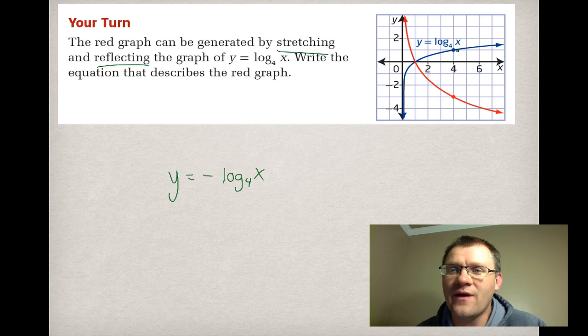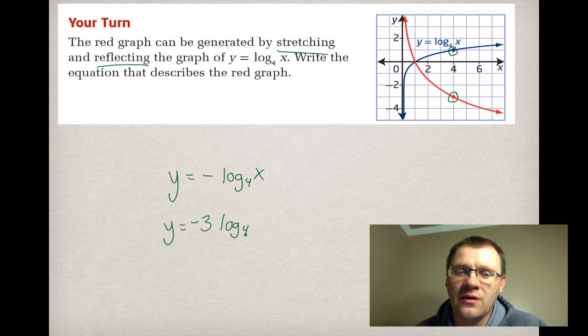All the y values have been flipped. Now I need to compare this point here to this point here. So normally it looks like on a normal log 4x, it has a height of 1. Now this one has a height of negative 3. So it means that you go from positive 1 to negative 3, that we multiply our y values by negative 3. So there's a negative, here's the 3, log 4x.